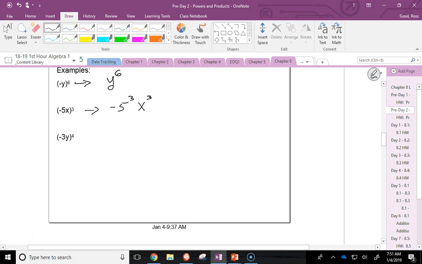What do you think -5 to the 3rd power will become? Did you say it? What did you say? Good. So 5 cubed, 5 times 5 times 5, is 125. And it's a negative because it started off negative and our power was 3. It was an odd number, so it stays a negative. And then our x is cubed.